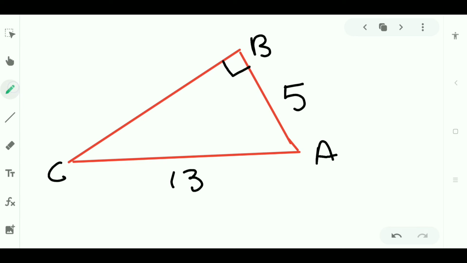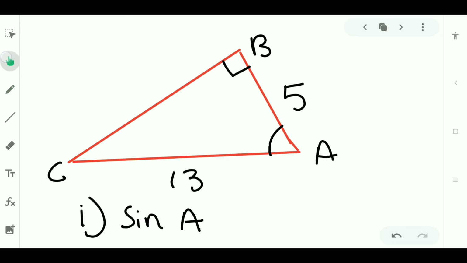Now from the figure, first we have to find sine A. Okay, this angle here, sine A. We have to find it. Now here in this triangle, this is 90 degree, and here it is given 5 and this is 13. The opposite of 90 degree is the hypotenuse. So what will be by Pythagoras theorem? The statement will be the equation.